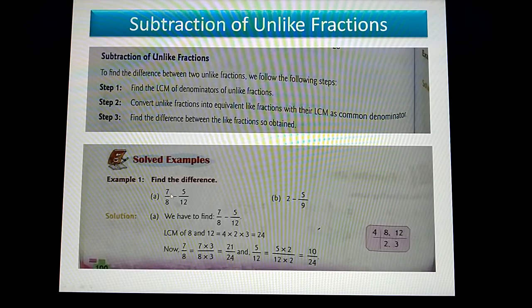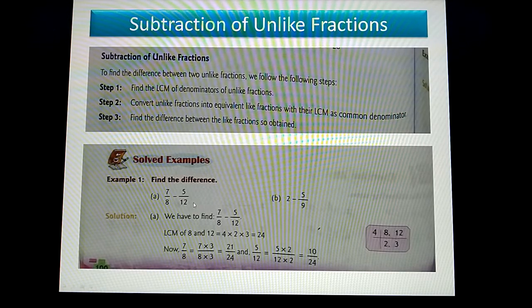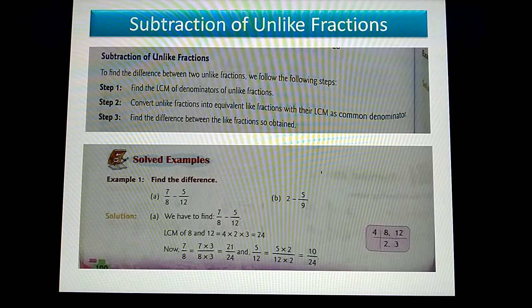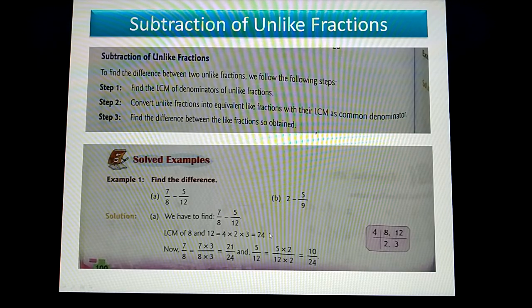So the first example is 7 by 8 minus 5 by 12. Here the denominators 8 and 12 are different, so we have to make them the same. For that we have to take the LCM of 8 and 12. The LCM of 8 and 12 is 24. So this 24 will now be considered the common denominator for both the fractions, and thereafter we have to make them equivalent like fractions.